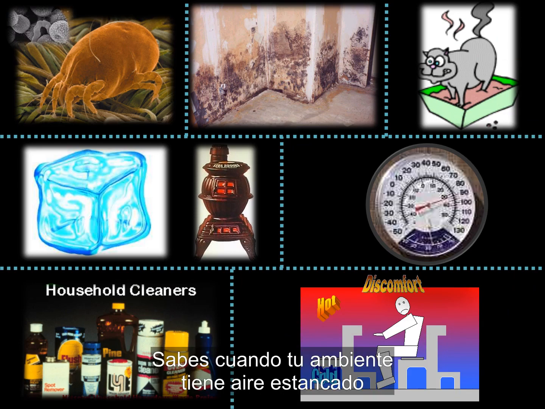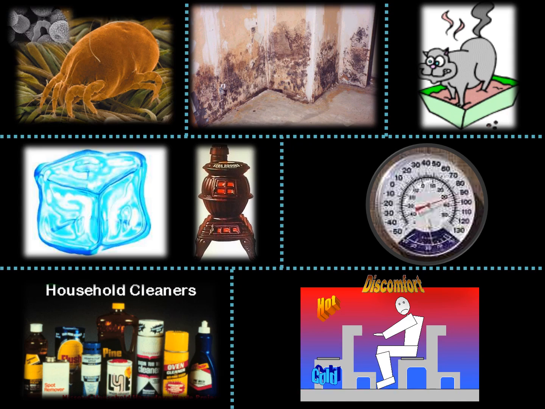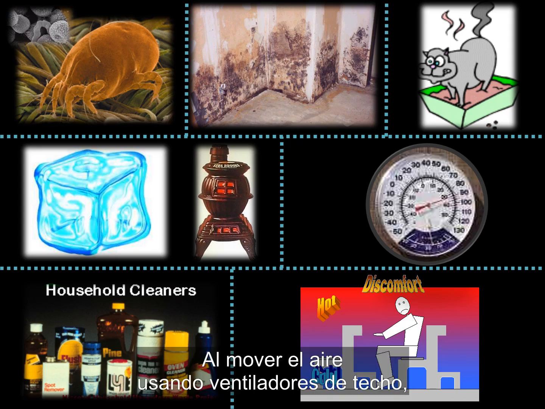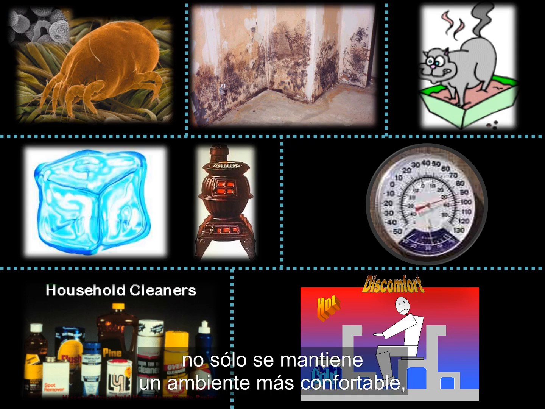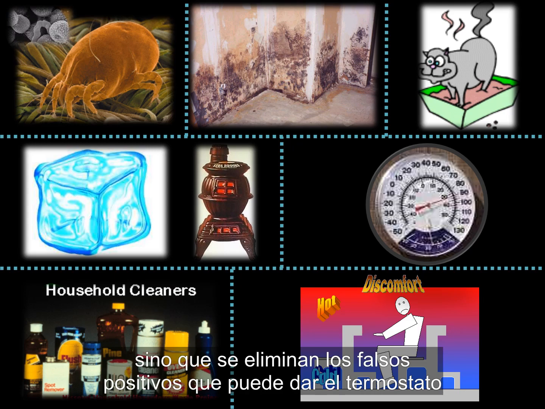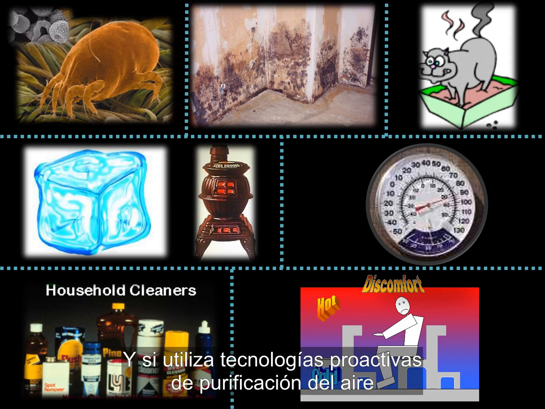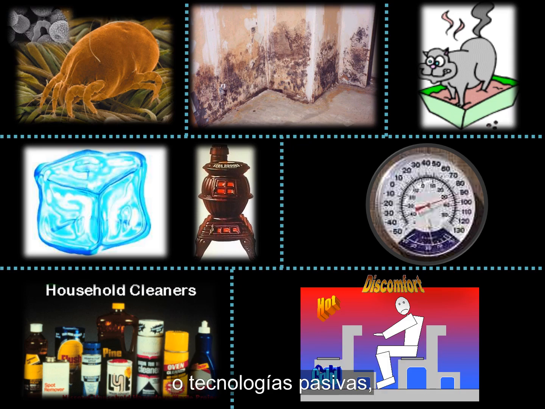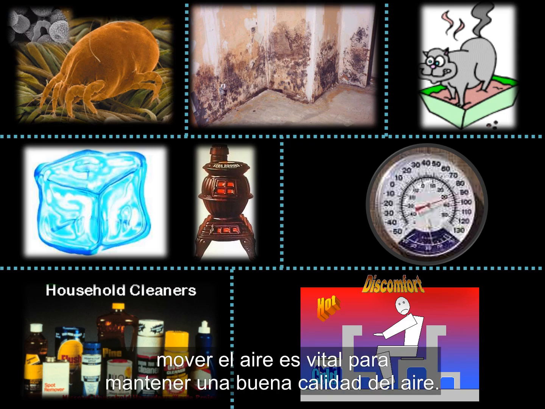You know, when you're in an environment that's got stagnant air, where it's hot at your head and it's cold at your feet, it's extremely uncomfortable. By getting the air moving, by using ceiling fans, leaving the air conditioning system on, so that it's actually moving the air, not only are you keeping a more comfortable environment, you're taking away the false positives that a thermostat might give you, false readings that you might have about the heat or the coolness of that particular environment. And if you're using proactive air purification technologies or passive technologies, as we're going to talk about in just a few moments, moving the air is vital to keeping good air quality.